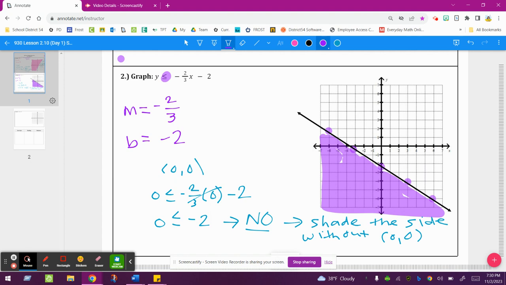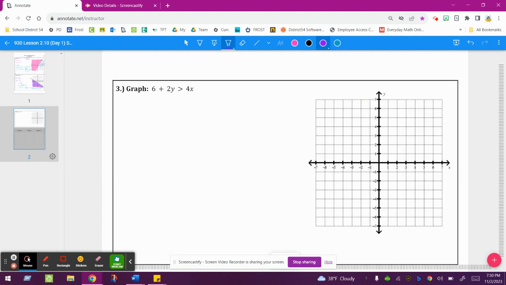Let's try our next problem here. So if you look at this one, the only difference that I can see for sure is that it's not in slope-intercept form. Okay, so why don't you take a moment to try to get it into slope-intercept form, okay? You can pause if you'd like, and then come back and see if you agree with me. For those of you that are still with me, I am going to get this into slope-intercept form.